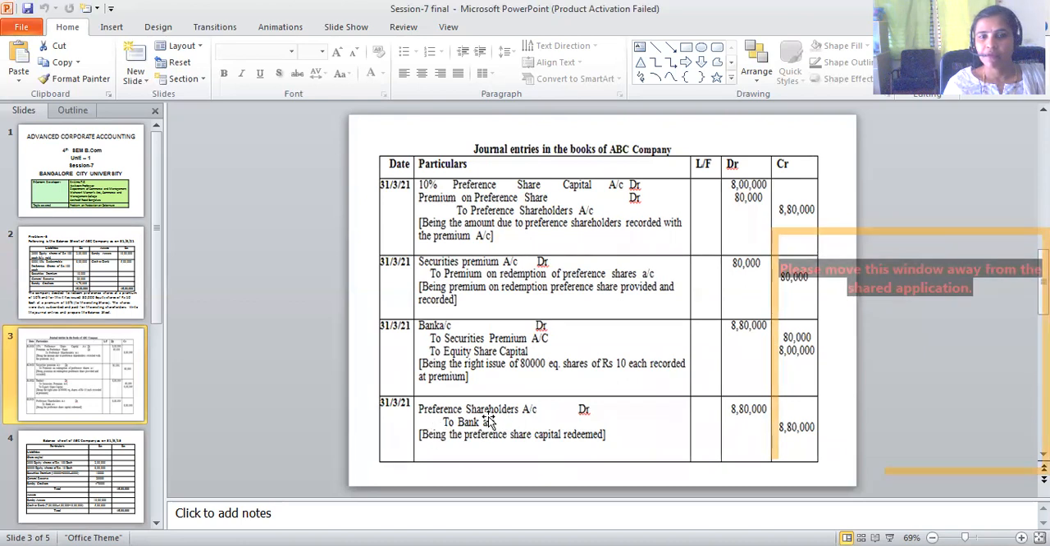Now, finally, preference shareholders account debit to bank account. This is the amount that we paid to the outgoing preference shareholders. So 8,80,000 is debited to the preference shareholders account and bank account is credited.